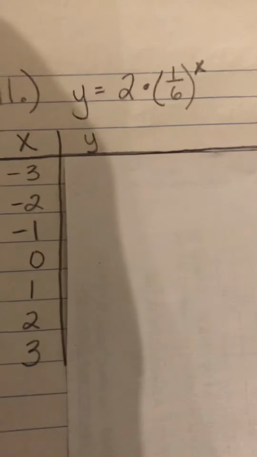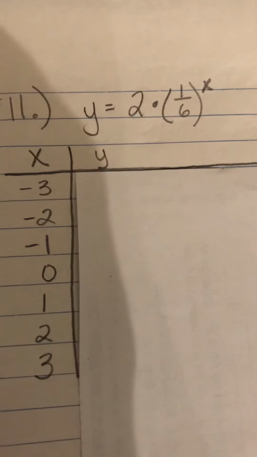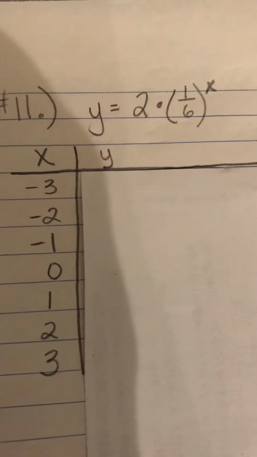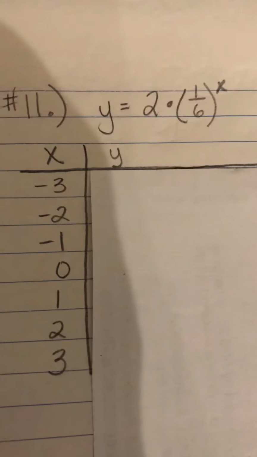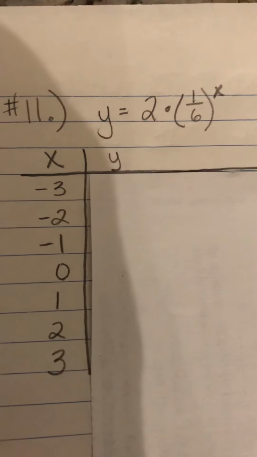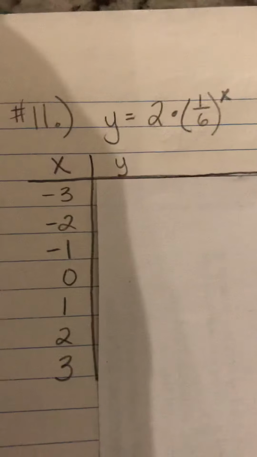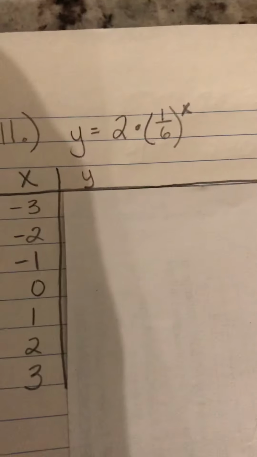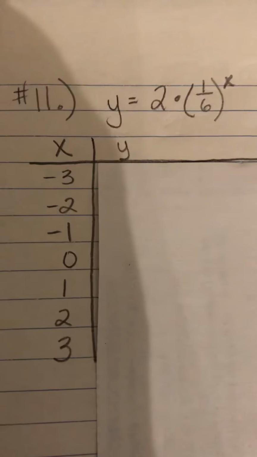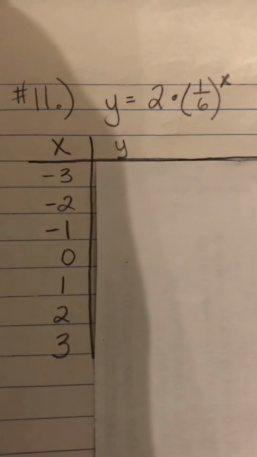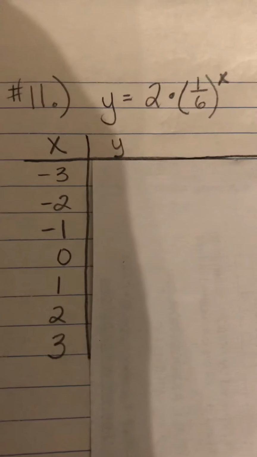Number 11. In order to graph an exponential function, you have to create a table of values, similar to when you're graphing a linear equation, which you've been doing for a couple of years now. That's also going to be the same when you're graphing quadratic functions in the next chapter. So you get to create your x values.